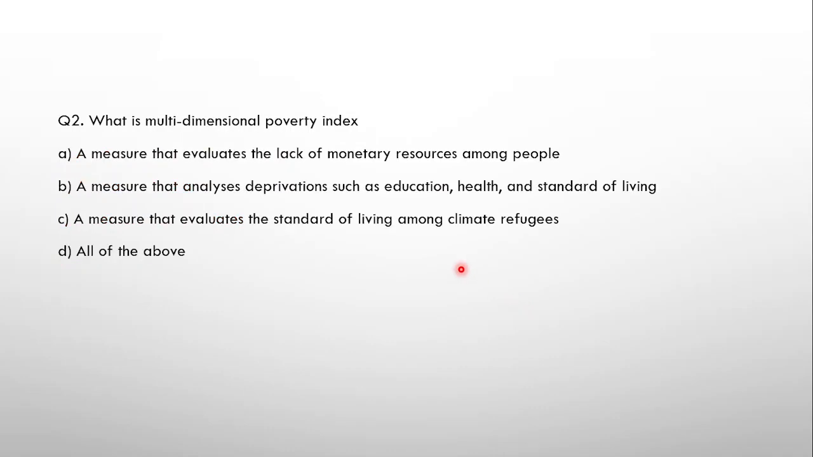Second one, what is multidimensional poverty index? A, a measure that evaluates lack of monetary resources among people. B, a measure that analyzes deprivations such as education, health, and standard of living, that is, in addition to the monetary resources. C, a measure that evaluates standard of living among climate refugees. Or D, all of the above.